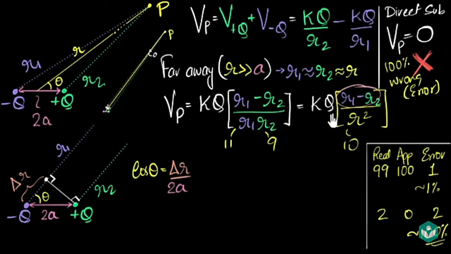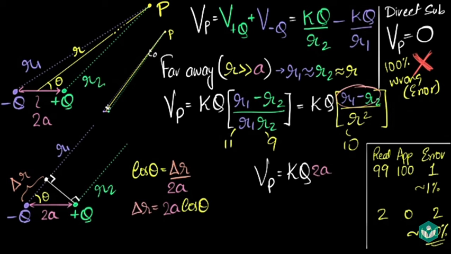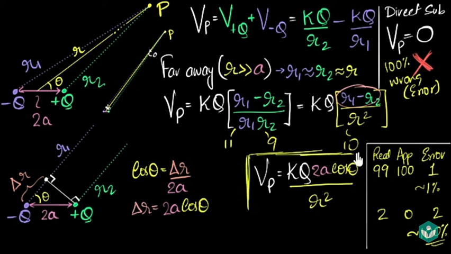So what is delta R? I can substitute that directly over here. This delta R is just 2a cos theta. Let me write that: delta R equals 2a cos theta. So I substitute that, and I now have my final equation. Vp is going to be k q times 2a cos theta divided by r squared, and that is our expression for the electric potential due to a dipole.